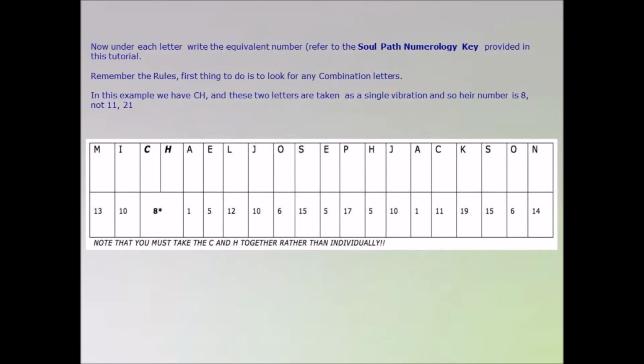Now what you do is, under each letter, write the corresponding number or vibration. We refer to these as energetic vibrations. So using your key from the previous slide that you may have printed out, or you can flip back to it now and pause me, just check the letters C and H. What's the number? It's 8. Put that in first. Now go back to the first letter, M, and you'll see that its value is 13. Moving on, I, the value is 10. And it's simple enough just to carry on through.